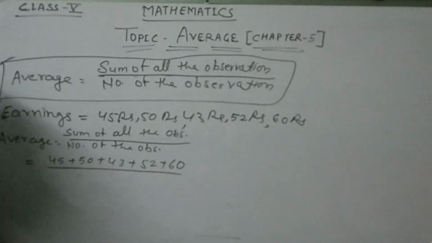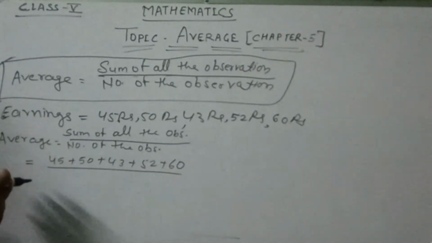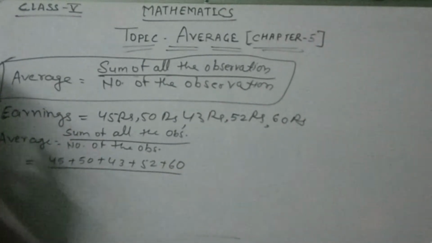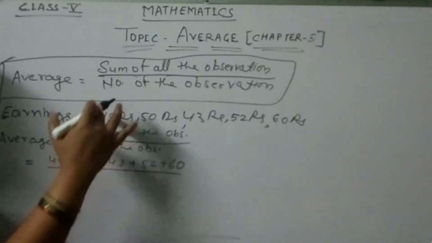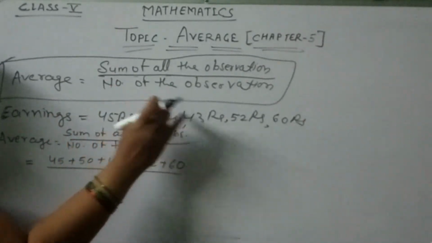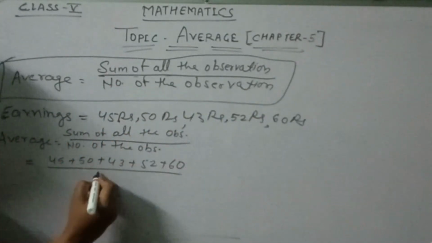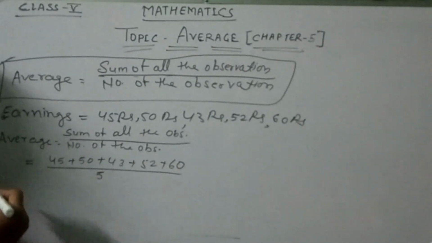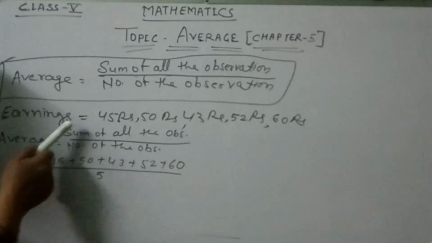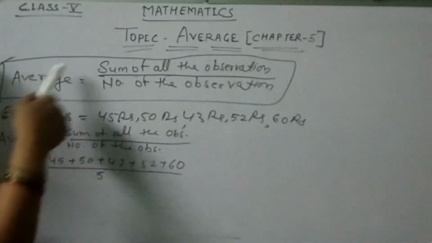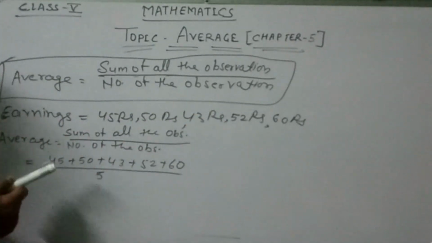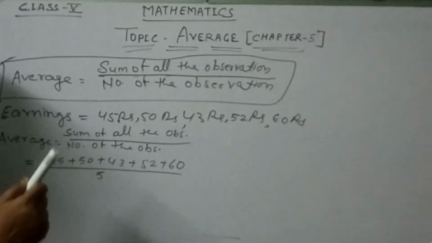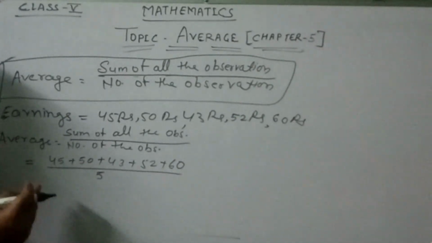Number of observations: how many numbers are given here? The question already mentions 5 days. They earn in 5 days. Also you can count the numbers: 1, 2, 3, 4, 5. How many numbers here? 5. So we will write 5 below. Students, remember, you have to add all the numbers that are given, and that sum will be divided by the total number, meaning how many numbers are given.